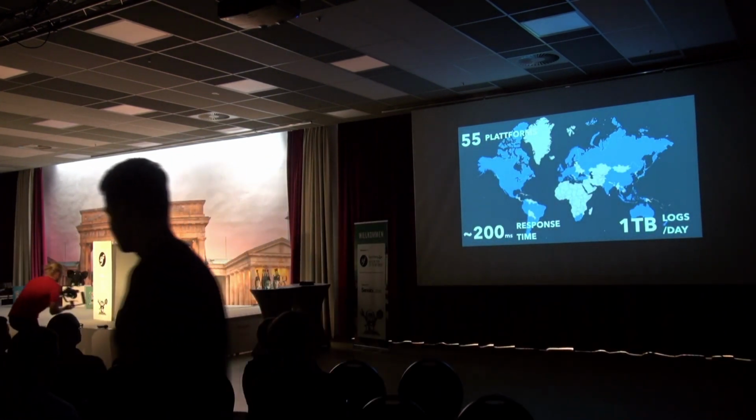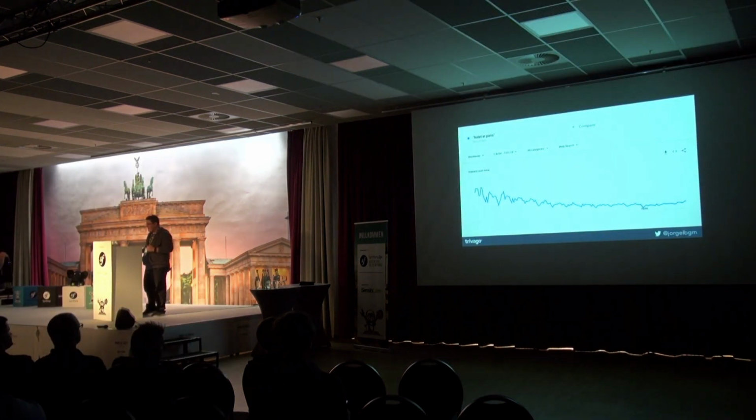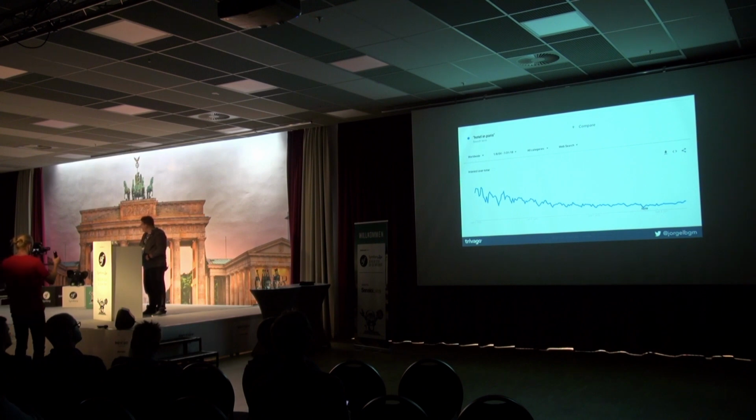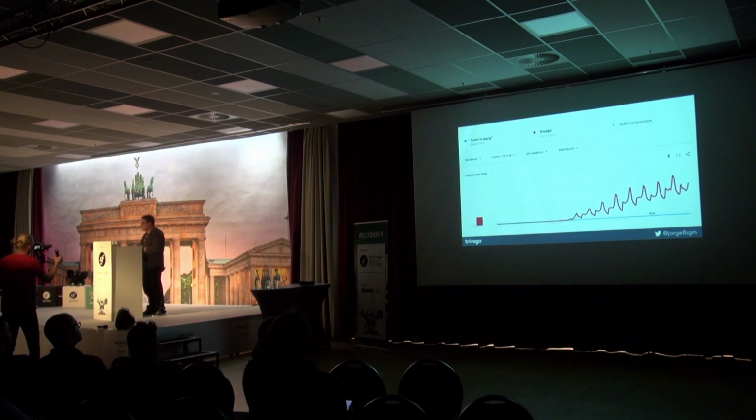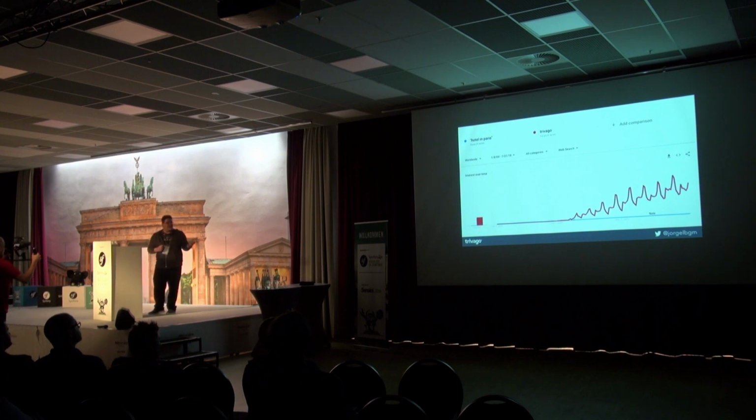To give you an idea of the scale, let's say that this is the popularity, or the interest over time, of the term hotel in Paris in Google, taken from Google Trends. If to this graph we add the term Trivago, this blue line becomes this, and the red line is actually Trivago. So looking at this graph, yes, we get a lot of traffic, and it's really important that our website performs well.